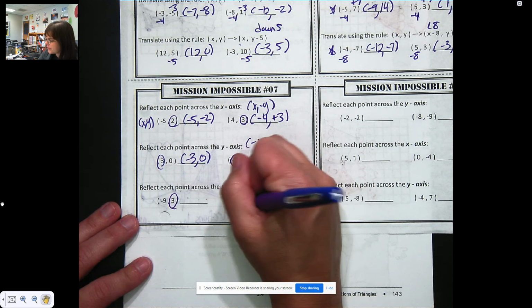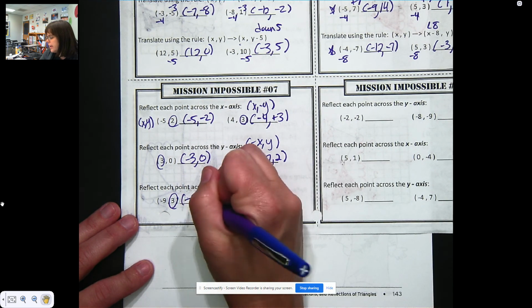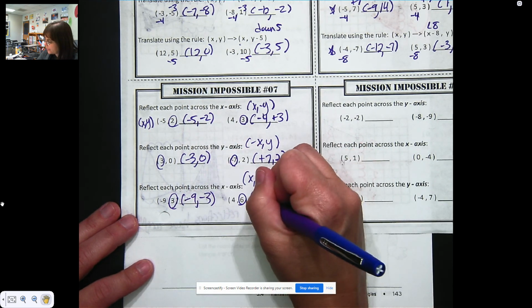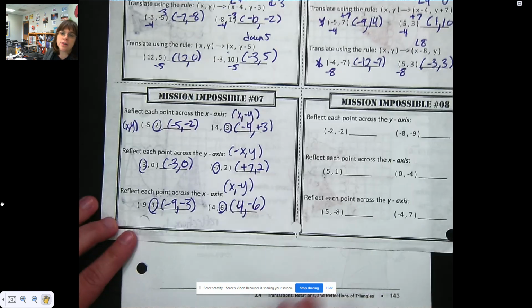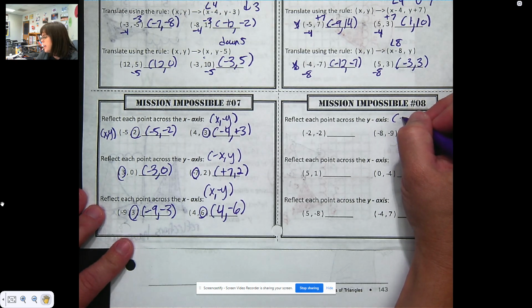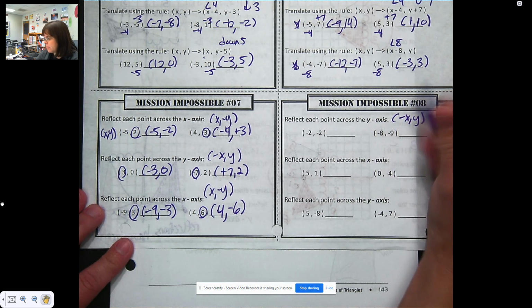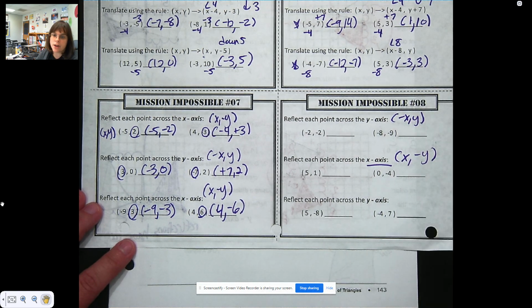So I'm going to circle that second number so I know that's the sign I'm changing. So this would be negative 9, negative 3. And this would be 4, negative 6. Now try the same idea for Mission Impossible 8. So your x sign flips, y stays the same. If you're reflecting across x, x stays the same, but your y value changes, okay?